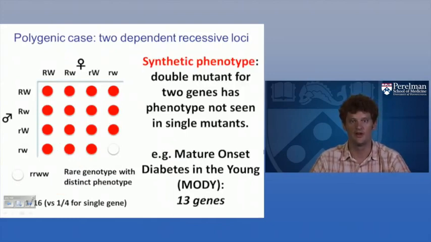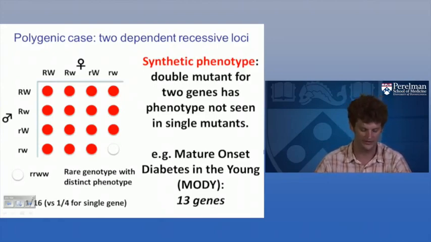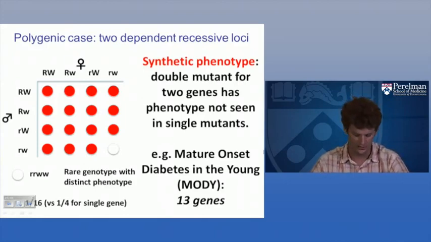So here's a Punnett square example of one of these polygenic cases where you have a synthetic phenotype. Now, we have the same cross that we had a couple of slides ago, where you have this RW double heterozygote. But now instead of having 7/16 of the progeny having the white phenotype, only 1/16 have the white phenotype, and the rest have the red. So that's a synthetic example.